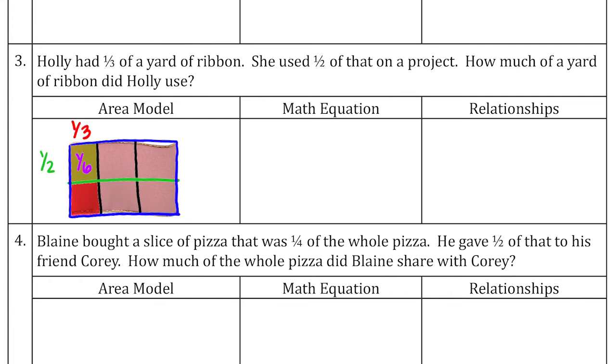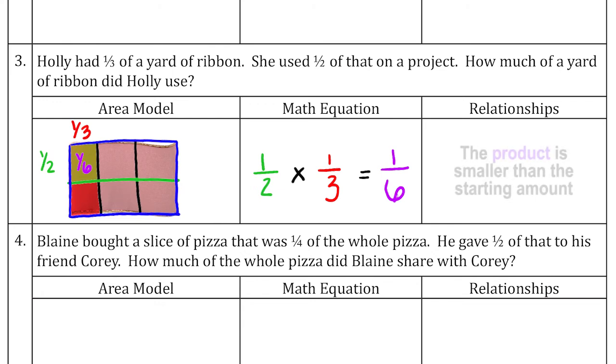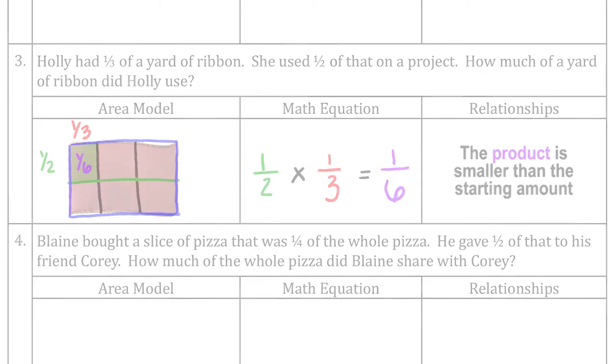The equation to represent this problem would be 1/2 yard used of 1/3 yard started with is 1/6 of a yard. Then 1/2 of 1/3, or 1/2 times 1/3, equals 1/6. The product is smaller than the starting amount, or 1/6 is half the size of the initial 1/3 starting amount.